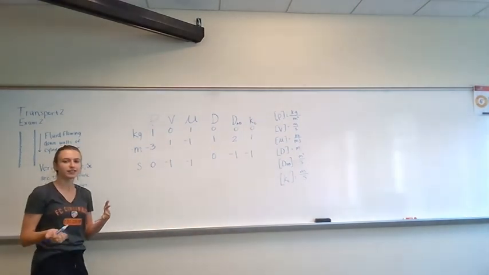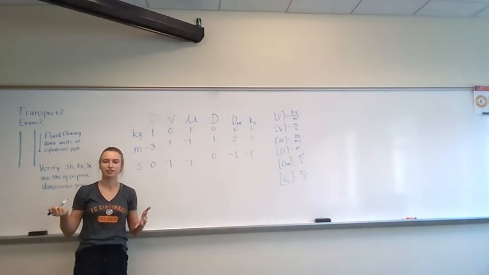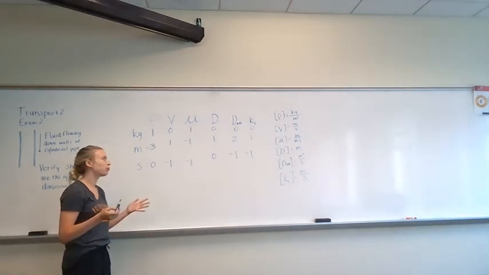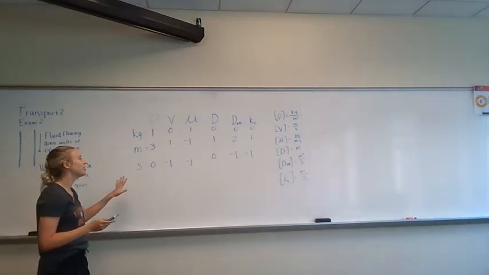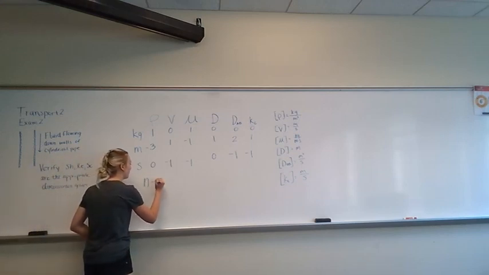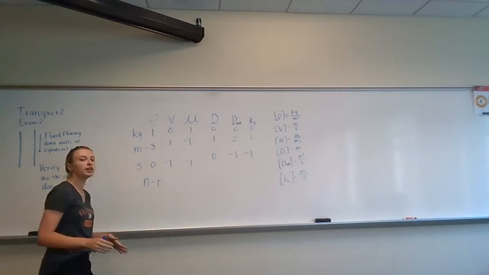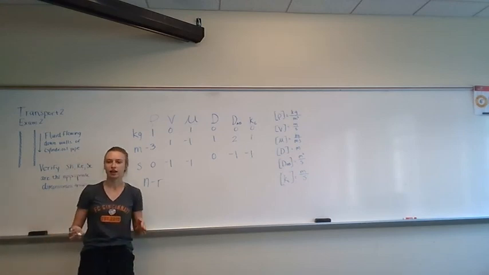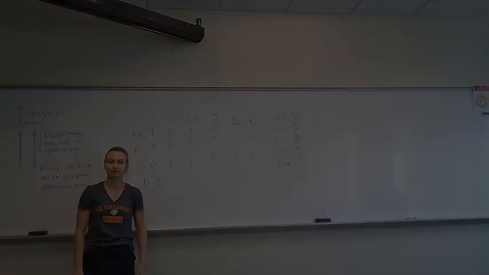We will then use this matrix to determine the number of dimensionless groups that are applicable to this situation. We can do this by taking the number of parameters n minus the rank of this matrix. And we can solve for this rank in Python, so we'll do that right now.